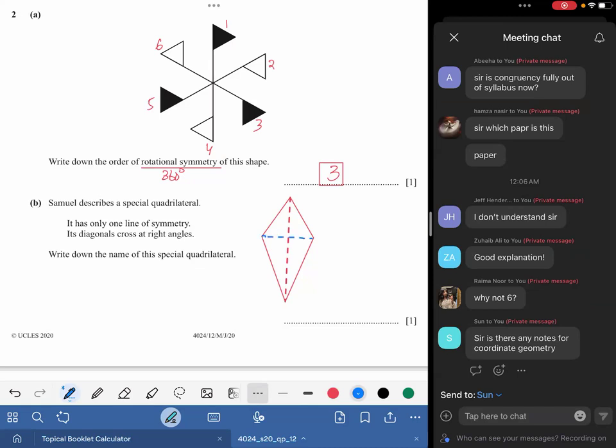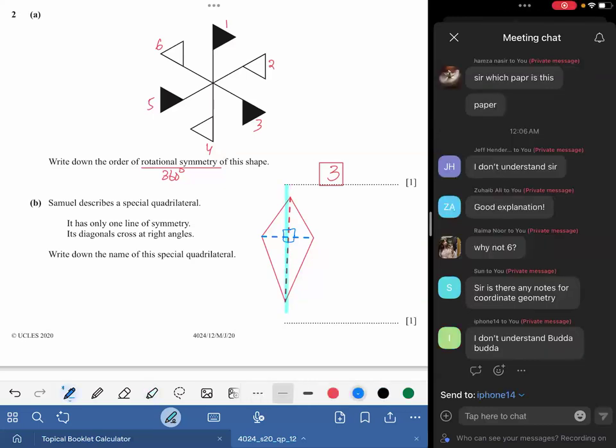And these are the 2 diagonals. Now you can see that these 2 diagonals are intersecting at 90 degrees as well. And this is technically the folding or the mirror line. So the name of the quadrilateral is kite, and kite is the answer.